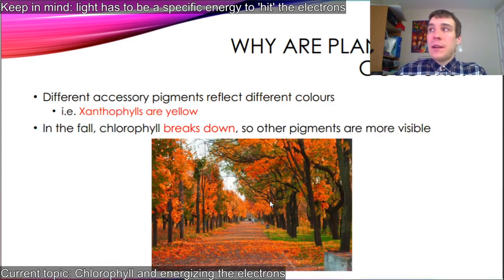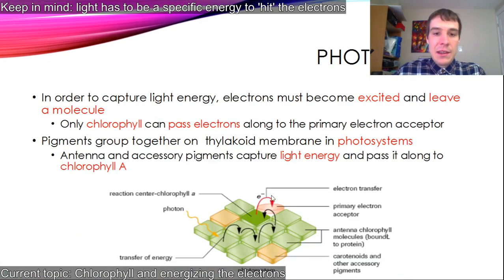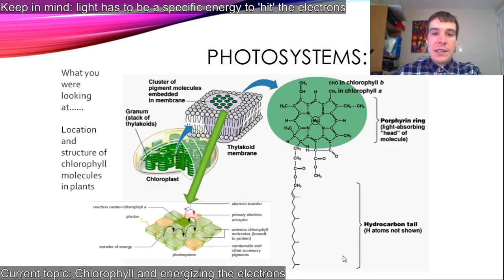There's a question here, why are plants other colors? These are from accessory pigments. You can actually see it back in this slide here. There are some other little accessory pigments. One common one is carotenoids, because you find them a lot in carrots. They're kind of orange and yellow. Then there's also xanthophylls.